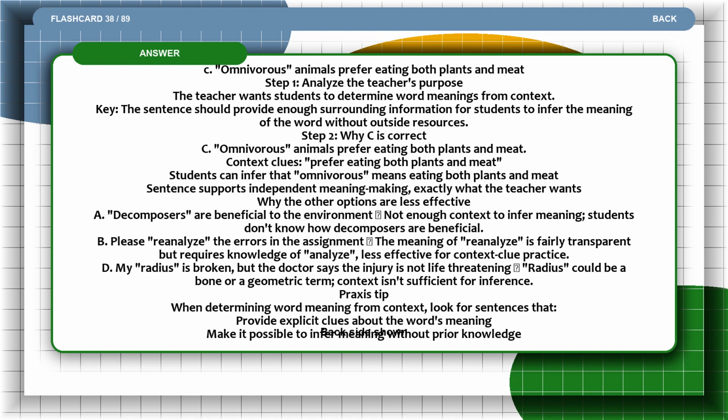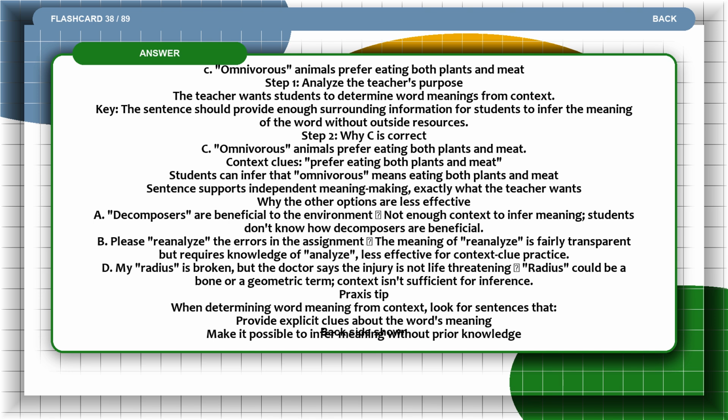The answer is C. Omnivorous animals prefer eating both plants and meat. Step 1. Analyze the teacher's purpose. The teacher wants students to determine word meanings from context. Key: the sentence should provide enough surrounding information for students to infer the meaning of the word without outside resources.